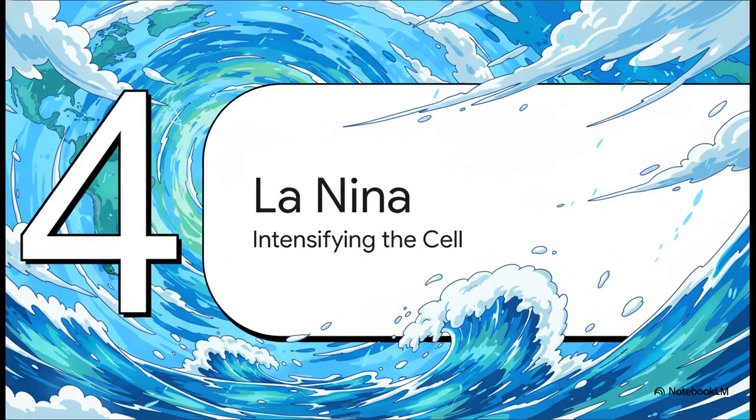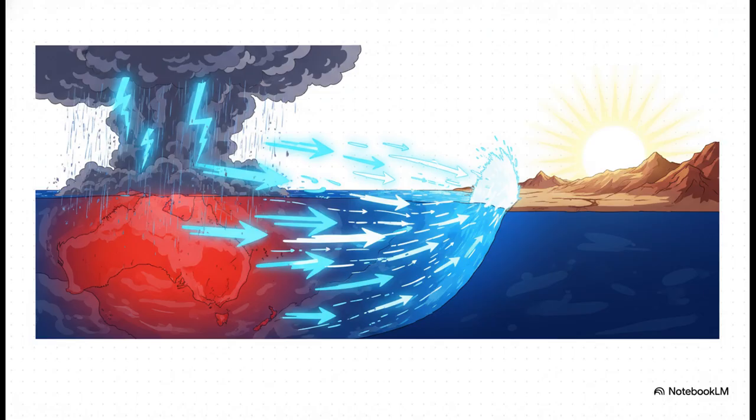Okay, Section 4, intensifying the cell, or La Niña. Now that we've seen the chaotic reversal of El Nino, let's look at the exact opposite scenario. What happens when the system doesn't break, but instead goes into absolute overdrive? If El Nino is a reversal, La Niña is a massive intensification of the normal pattern.